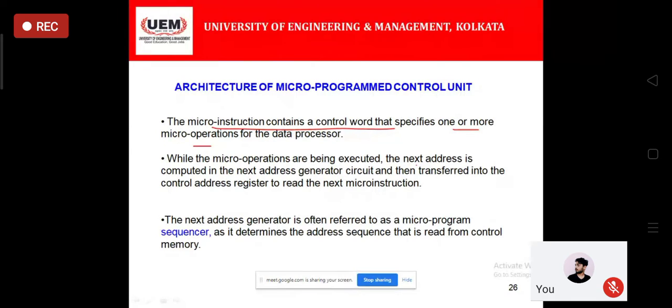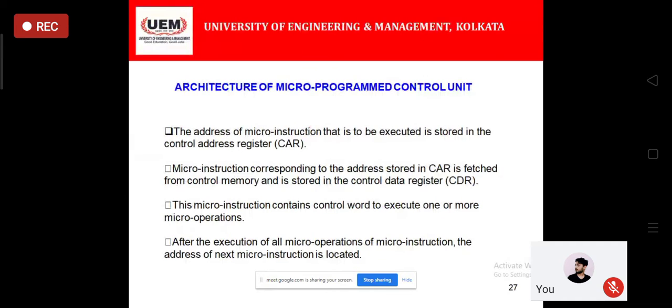One point I like to tell: the next address is computed in the next address generator circuit. In the figure I have already told you, the first block was the sequencer block, which is going to generate the next address that is to be fetched. That is transferred to the control address register, the CAR. The next address generator is known as the sequencer. So that's that diagram and that explanation.